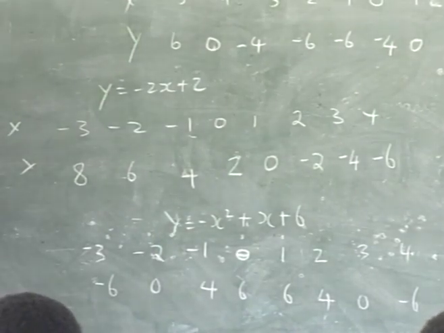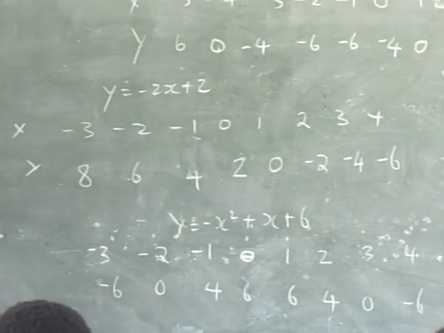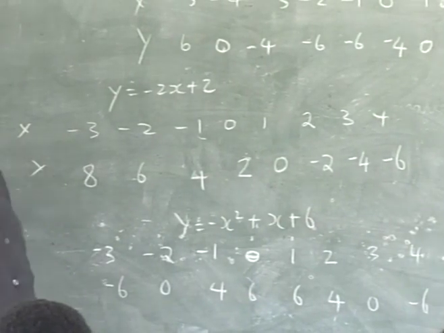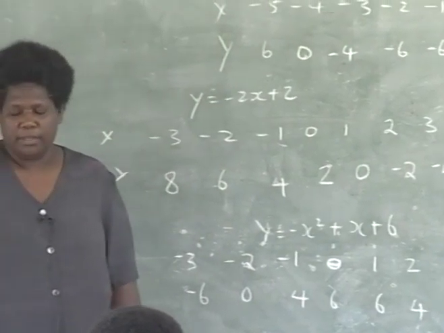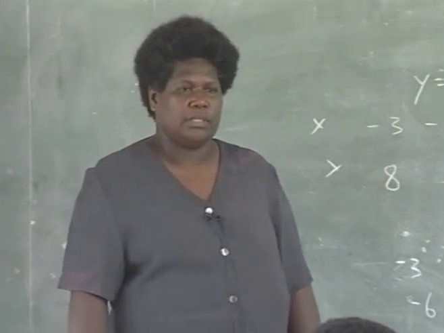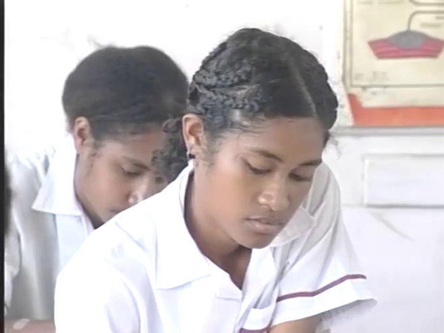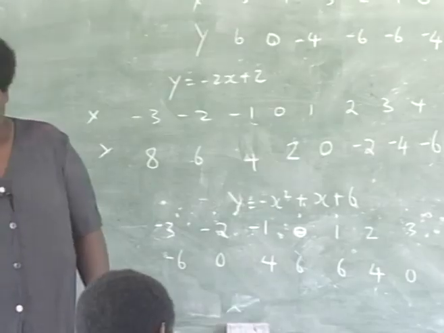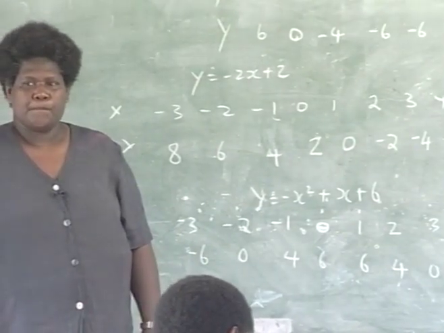Okay, those are the table of values for y equals minus 2x plus 2 and y equals negative x squared plus x plus 6. And if you've got the table of values correct, you will also get the graphs correct. What is the equation of the axis of symmetry, just for interest? By looking at the table of values or at the graph that you've drawn for y equals minus x squared plus x plus 6. Geno, what is the equation of the line of symmetry? Any idea from your graph?